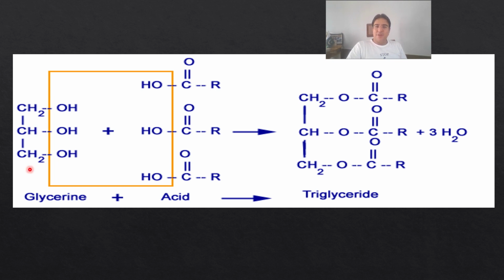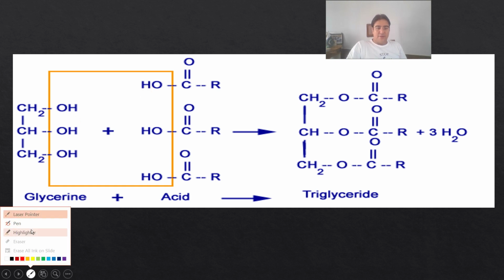What is the IUPAC name? 1, 2, 3. What is it? Propane triol. And these are carboxylic acids. These are simple ones. The R should be at least 11 because 12 is this one. So when three carboxylic acids bond with the glycerol, sorry, this orange square is wrong. The H from here and the OH from here.